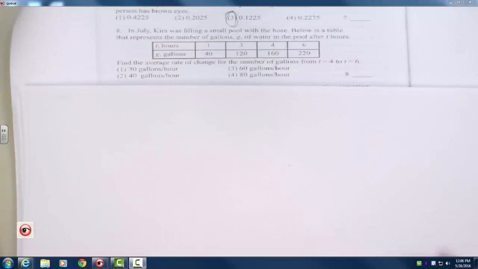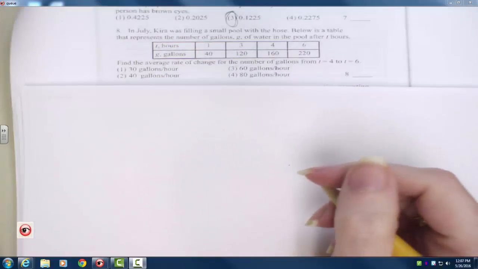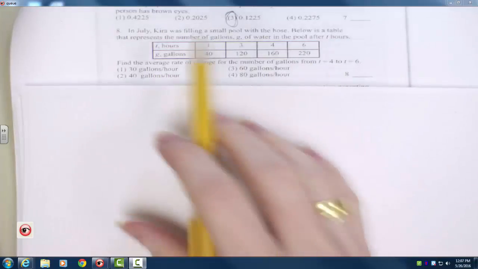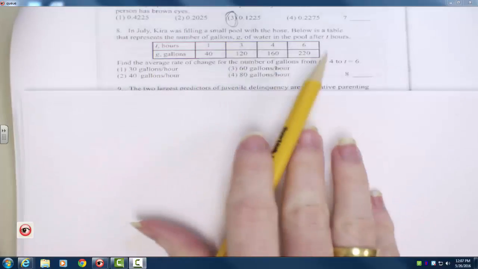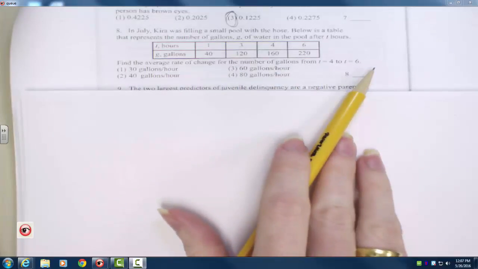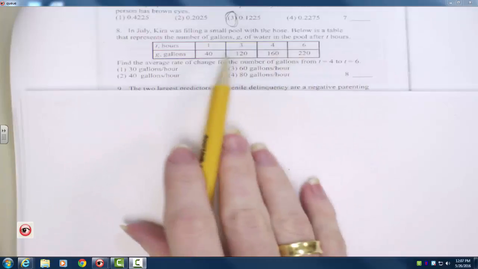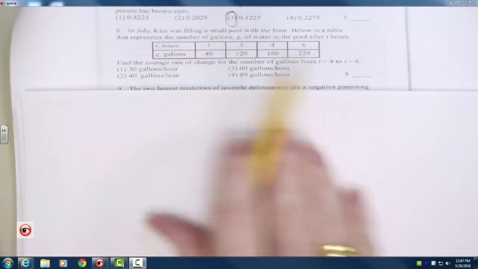Okay, here we are, back to multiple choice. So we are building a small pool, represents gallons, pools, all that excitement. They're looking for the average rate of change for the number of gallons from 4 to 6. So the 4 to 6 will be the denominator. We're going to do the change in the gallons over the change in the hours.